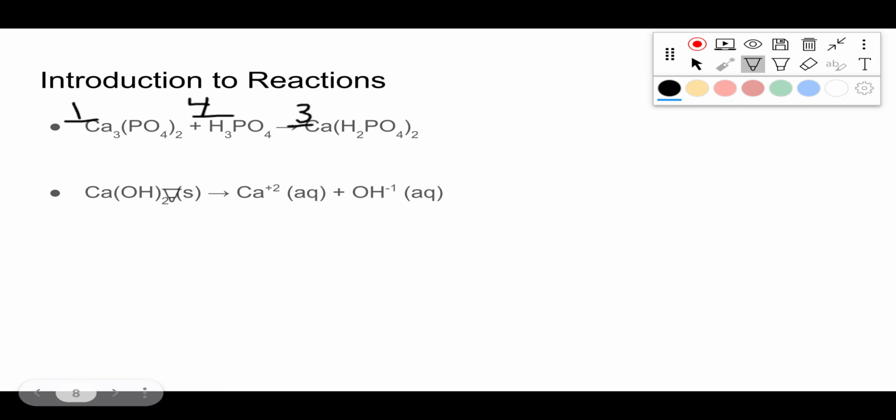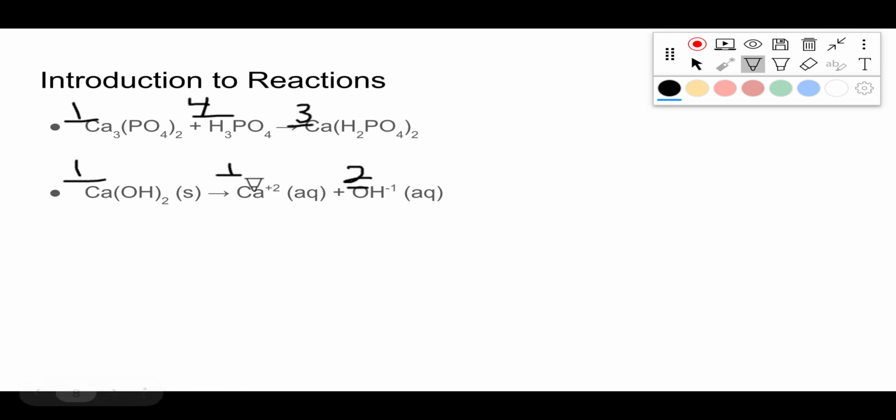And this one, I have a subscript outside of this that means I have 2 hydroxides over here. So to balance this one, I'm going to put a 2 in front of my OH, and then this stays as 1, and this stays as 1. So in this reaction, what we're saying is if I take 1 calcium hydroxide, then every time I dissolve it, I will end up with 1 calcium ion and 2 hydroxide ions.